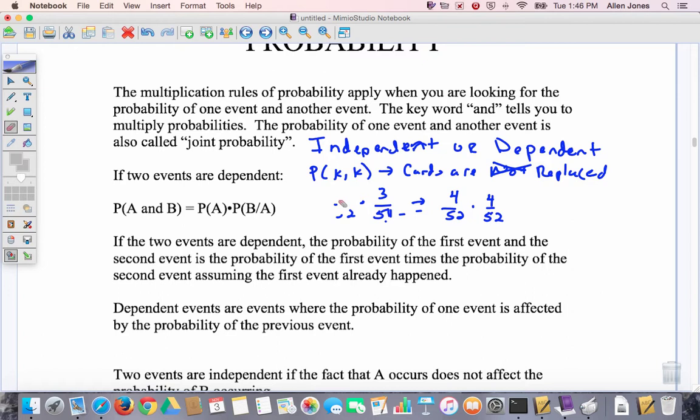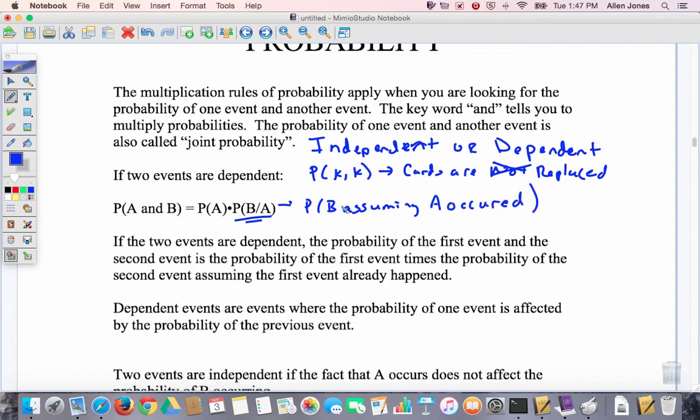So with that being said, our rule is written right down here. For dependent events, the probability of A and B occurring, so the probability of a king and then another king, is the probability of a king times the probability of another king, assuming the first king has already been drawn out. That little slash sign there is not a division sign. It means the probability of B assuming that A has occurred. So the probability of the second king assuming the first king has already been drawn out.